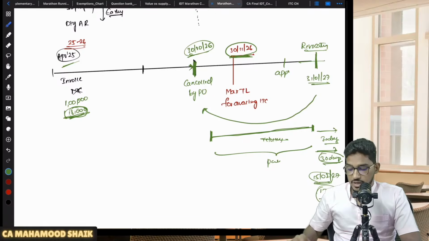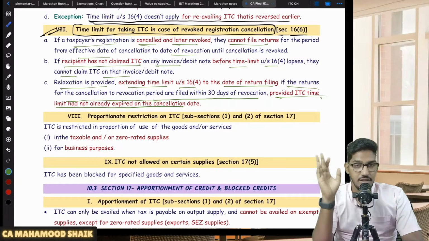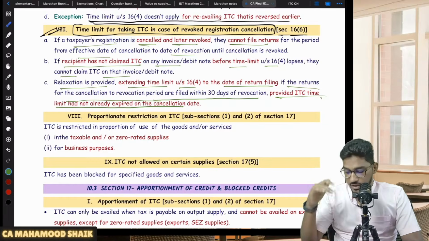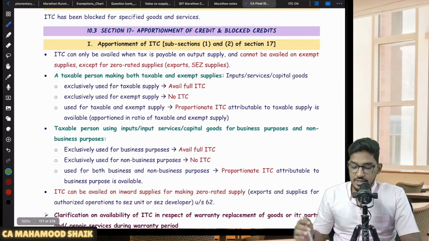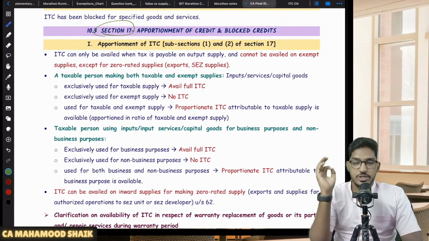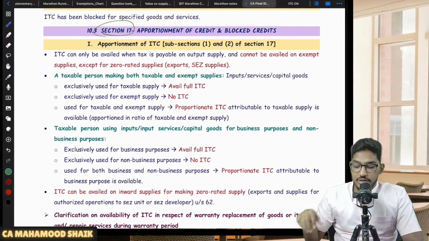Right. So this is what regarding section number 16. With this, we have successfully completed section number 16, which talks about eligibility and conditions for availing input tax credit. Okay. Now we have to come to section number 17. Section number 17 will talk about two concepts: apportionment of credit and blocked credit.